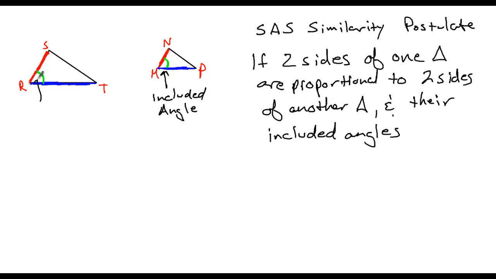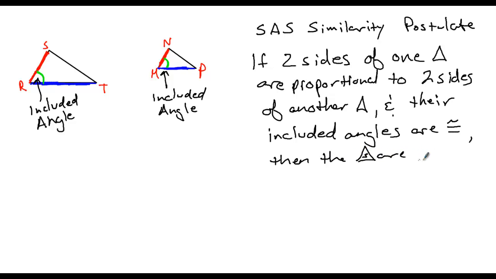That's an important one. We didn't do great on the last test with this SAS. Remember, the angle has to be between the two sides. So their included angles are congruent, then the triangles are similar. That's a lot of writing. It's a lot easier just to memorize two sides and an included angle and then remember SAS.